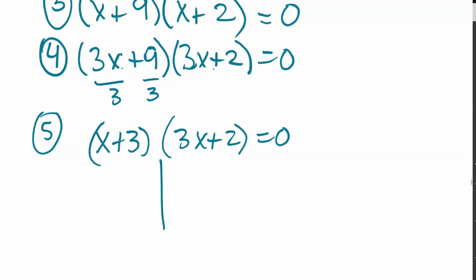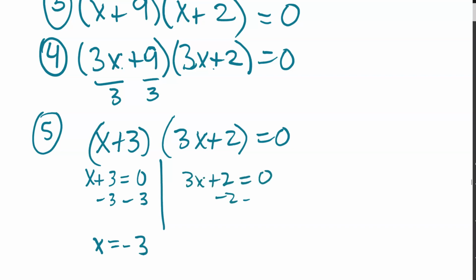Cool. So I set each one of these factors equal to 0. So I see x equals negative 3. And I set 3x plus 2 equal to 0. Yep.